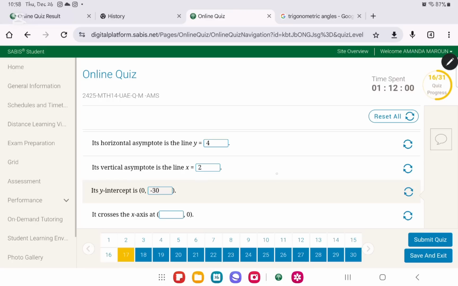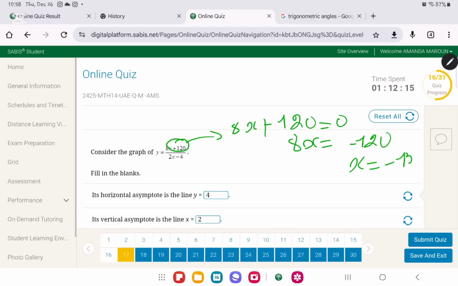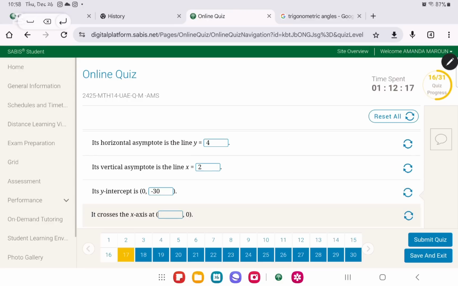And then it crosses the x-axis. When we are talking about the x-axis or x-intercept, that means we're solving the top. So 8x plus 120 is equal to 0. 8x is equal to minus 120. So then x is equal to minus 15. So very simply, x is minus 15.